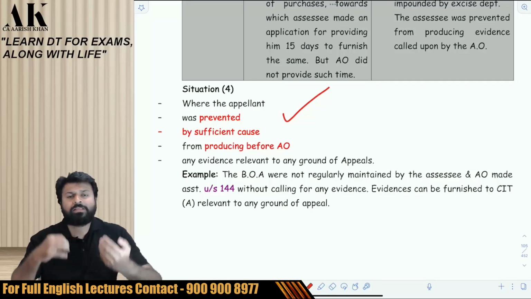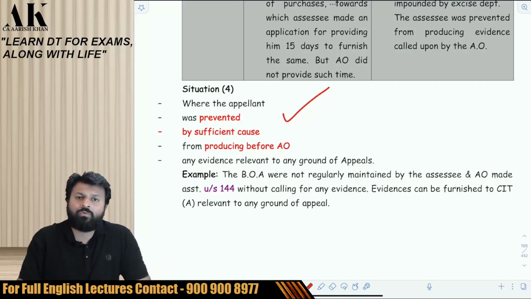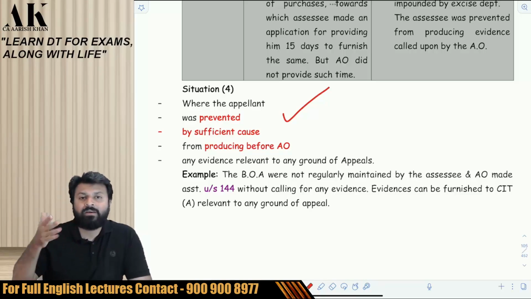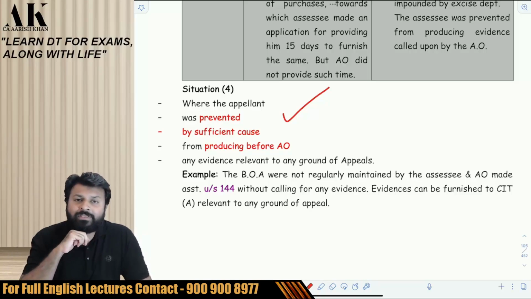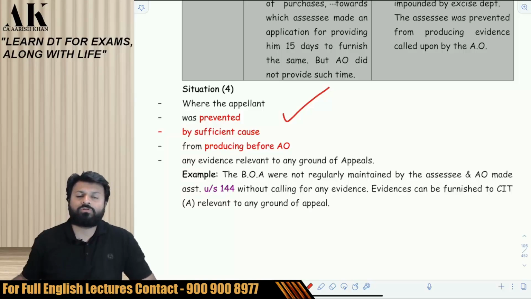For example, your assessment was done under 144 without giving you an opportunity of being heard. Do you remember? In 144, there are two cases, in fact, where there is no need to give an opportunity of being heard to do an assessment. One is the case of 142 notice, and another is the case of 145 subsection 3, where you do not maintain your books of accounts on a regular basis, on a cash or mercantile basis. In that case, the AO can do a best judgment assessment without giving you a show cause notice. So the AO did the assessment without giving a show cause notice.